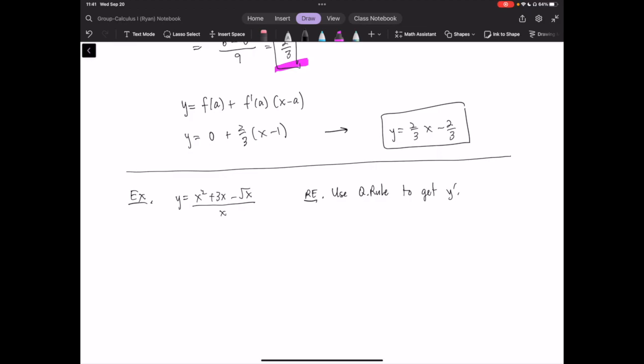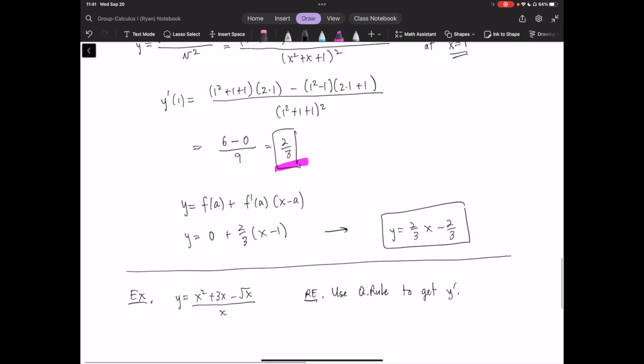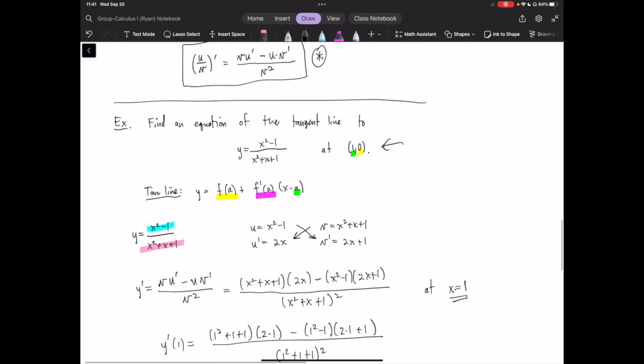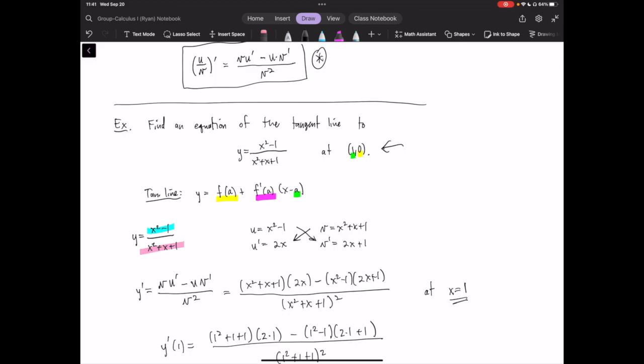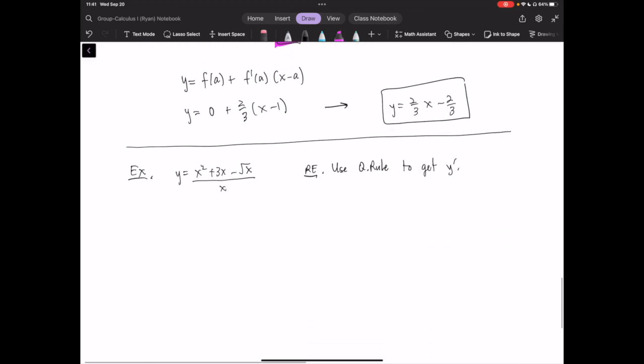But for this one, I want to know: do we need to use the quotient rule, or is there another way to do it? And it turns out there is another way, because in this case, unlike our first example, where the denominator was very complicated, the denominator is not so complicated. So we can actually break this one up and write it as a sum of individual fractions: x squared over x plus 3x over x minus square root of x over x.